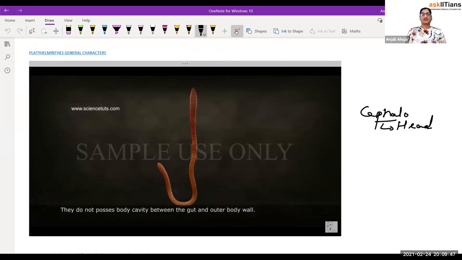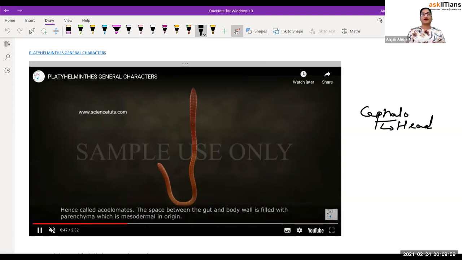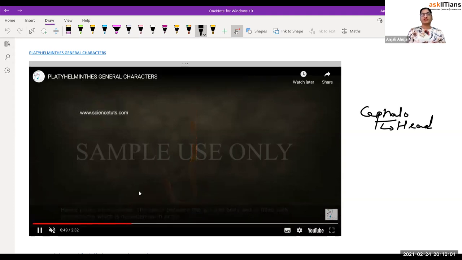They do not possess a body cavity between the gut and the outer body wall, because they are so ventrally flattened. That's why they are acoelomate. They do not have any body cavity. The space between the gut, meaning the digestive system, and the body wall is filled with the parenchyma, which is mesodermal in origin.